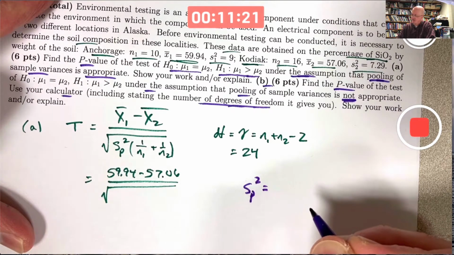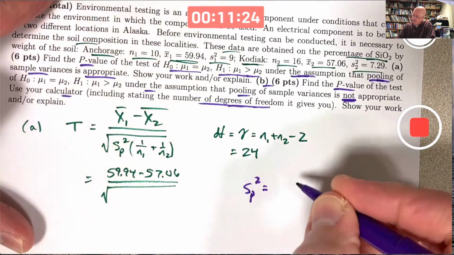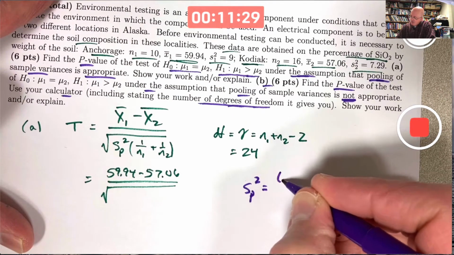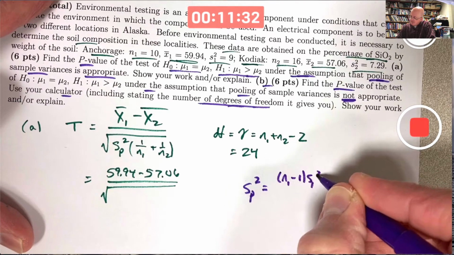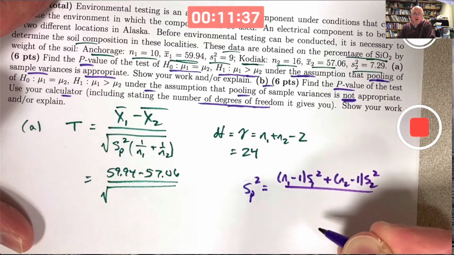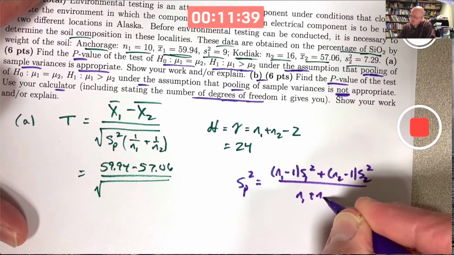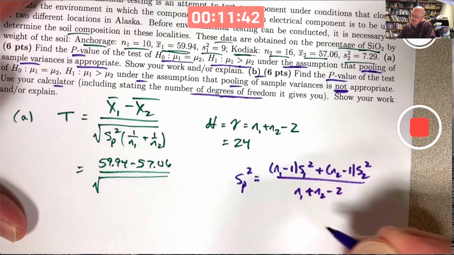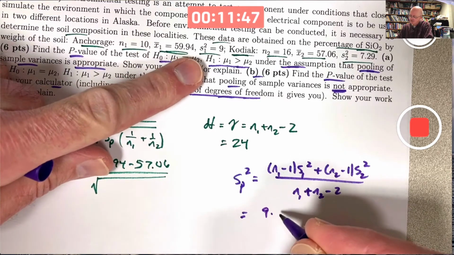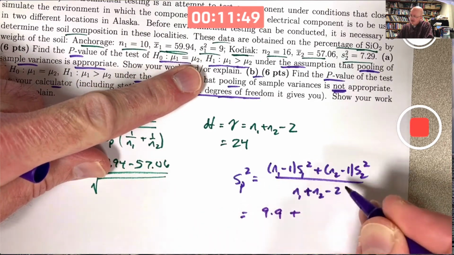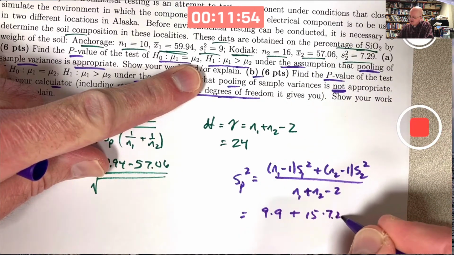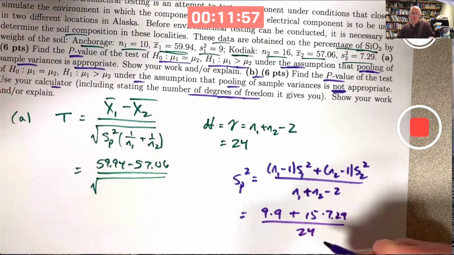Did I say pooled proportions more than once? I might have. I don't remember. So the weighted average is this. It's n1 minus 1 times the first variance plus n2 minus 1 times the second variance, all divided by n1 plus n2 minus 2, that degrees of freedom. So in this case, n1 again is 10, so we get 9 times the first variance. The first variance is 9. And then n2 minus 1 is 15 times the second variance, which is 7.29, all divided by 24.